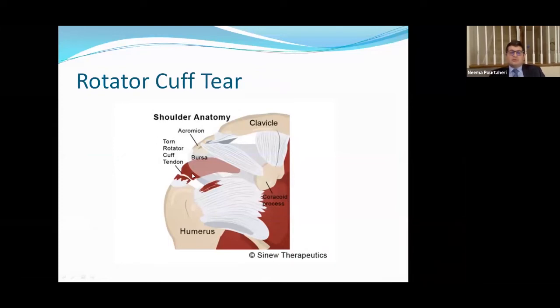So in this image here, we have a rotator cuff tear. This is at the supraspinatus at the top of the shoulder, and this is a full thickness tear of the supraspinatus outlined here. This is where the tendon normally should attach on the ball side of the shoulder here.